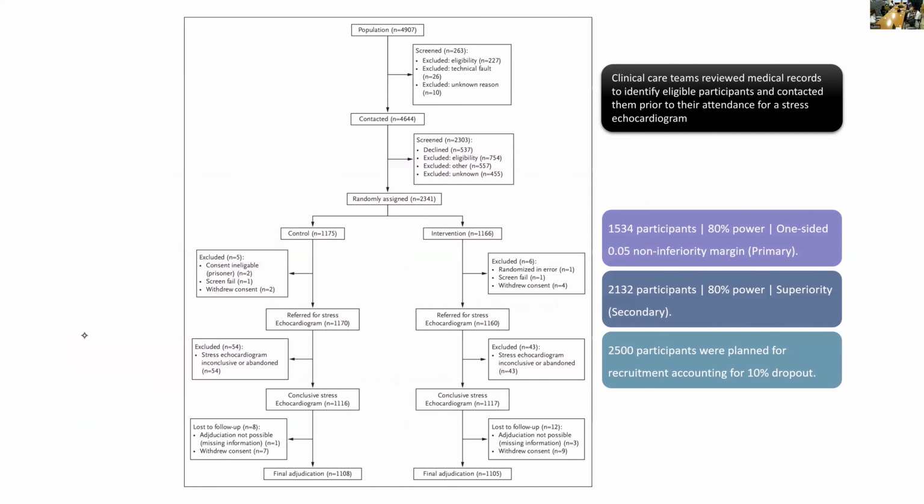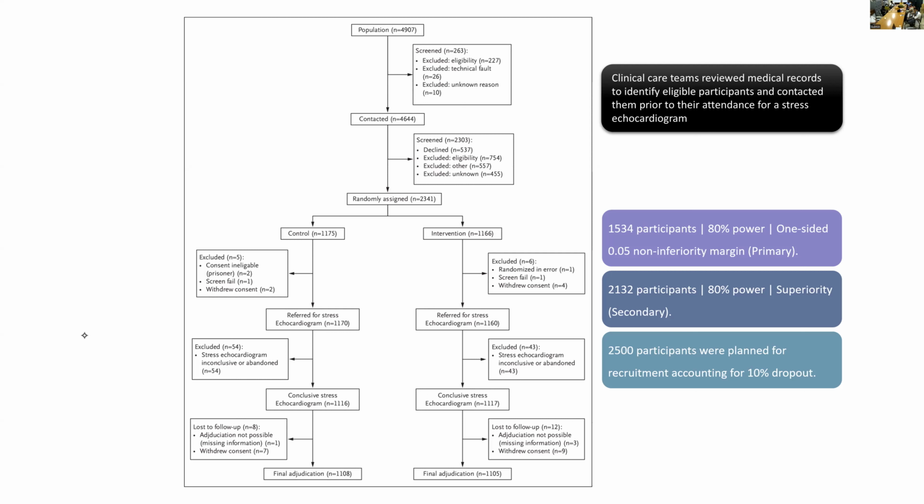So this is the Consort figure. They have a population of 4,907. These are patients who are planned for the stress echo in all the NHS centers that were part of the trial. And what did they do? They looked at medical records to see who the eligible participants were, and they contacted them saying that you need to come for a trial, they're planning to do a study. Might you be interested? And they took verbal, email, and telephonic consents.